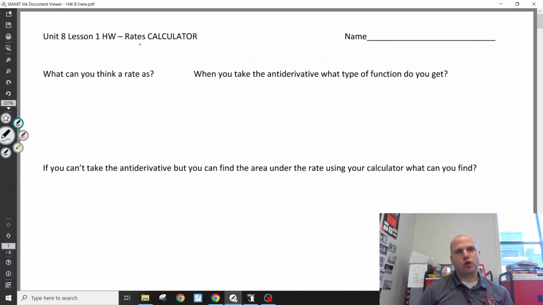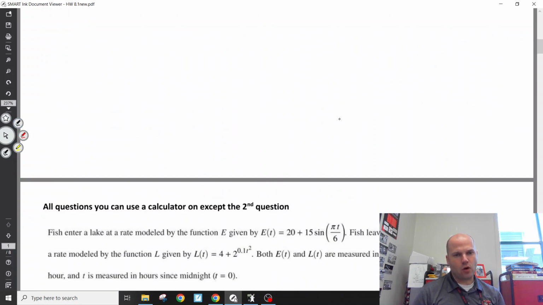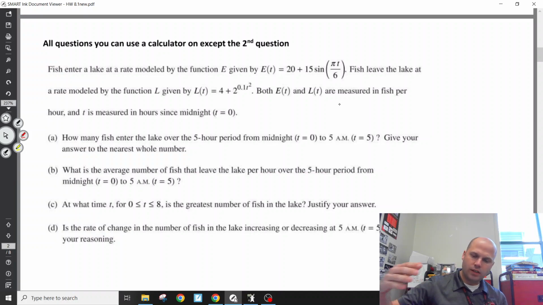Unit 8, 2 lessons. First one, these calculus word problems called rate problems. The situation we have always is like stuff's coming in, stuff's going out. How much do we have? Okay, think of a water bottle.